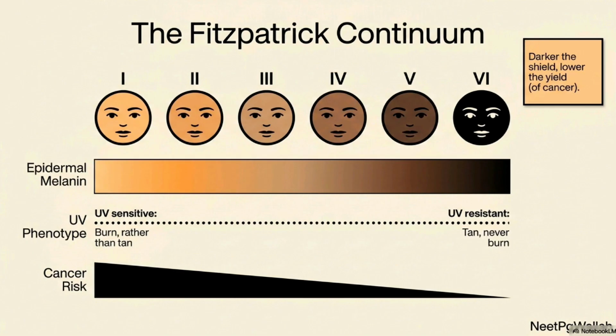And this continuum here perfectly summarizes the biological trade-off of our pigment factories. Just look at the gradients. As epidermal melanin increases, sliding from type 1 on the left over to type 6 on the right, your skin obviously becomes darker, but it also becomes vastly more UV resistant. But pay attention to that black wedge at the bottom, representing cancer risk. It does the exact opposite. As melanin goes up, cancer risk drastically goes down.